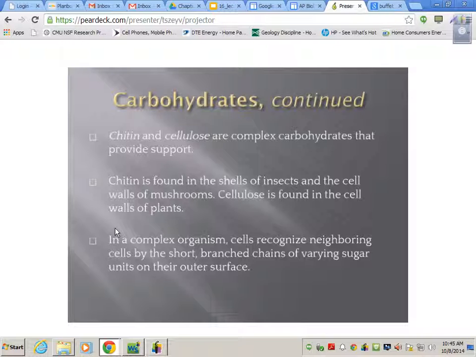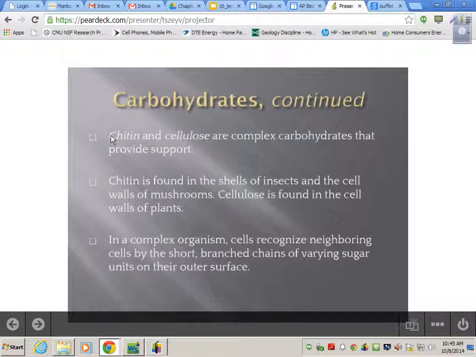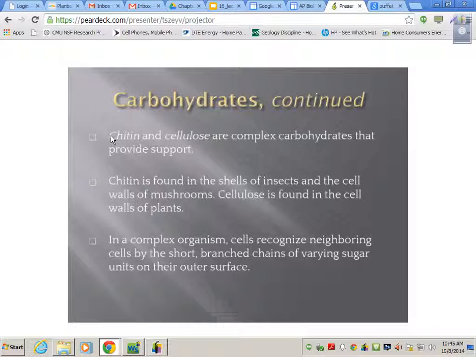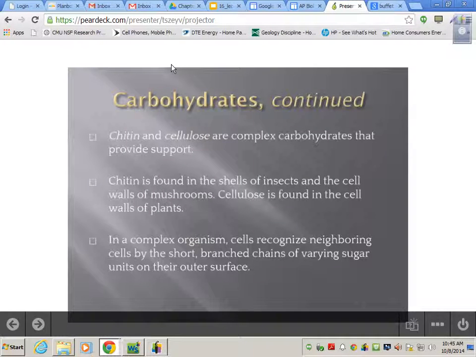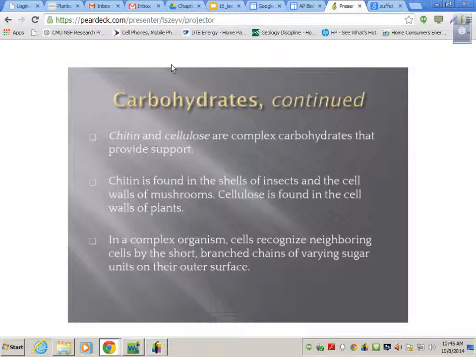Now, in a complex organism, cells recognize neighboring cells by the short branch chains of varying sugar units on their outer surface. So carbohydrates are also used as name tags. So, pretending this is my name tag that says I belong here in Mr. Mason's body, okay? If I did not have this name tag on, what would my body do to me?